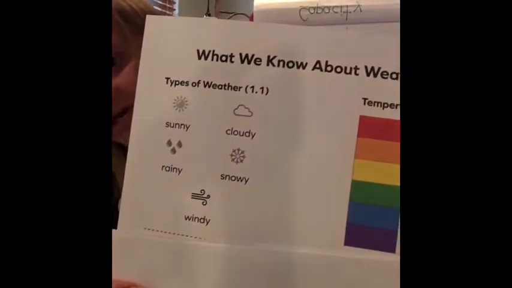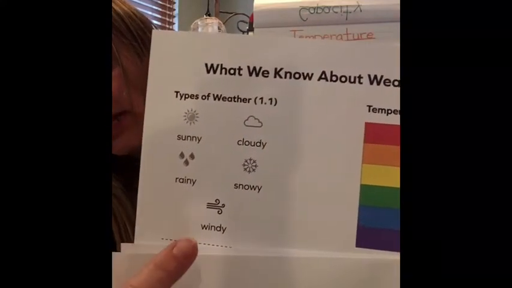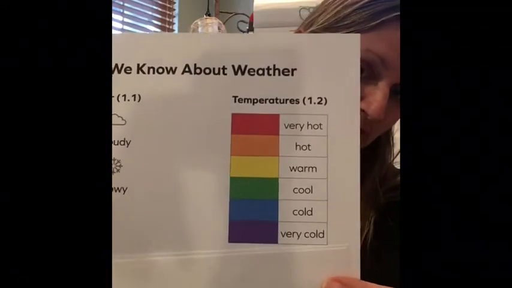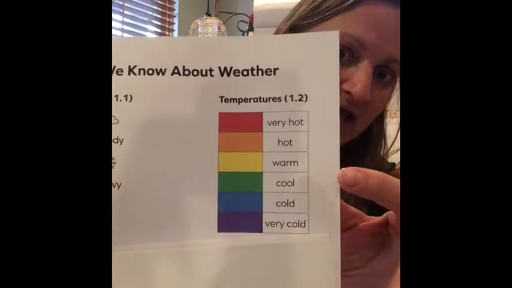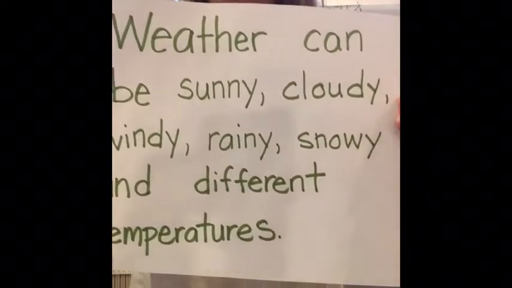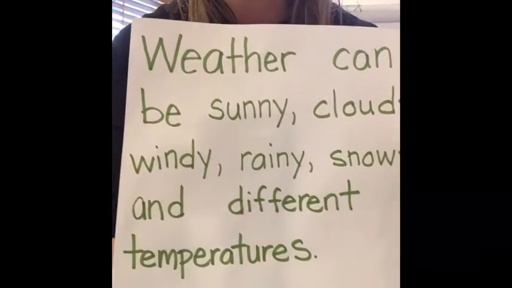So now that we have learned that not only, I have this little chart right here, says what we know about the weather. Now we know that there are types of weather like sunny, cloudy, rainy, windy, and snowy. There's also temperatures that we can use to describe the weather, right? Such as very hot, hot, warm, cool, cold, and very cold. So we're going to adjust our key concept and idea right now about describing weather. It says weather can be sunny, cloudy, windy, rainy, snowy, and different temperatures when we're thinking about how to describe the weather.